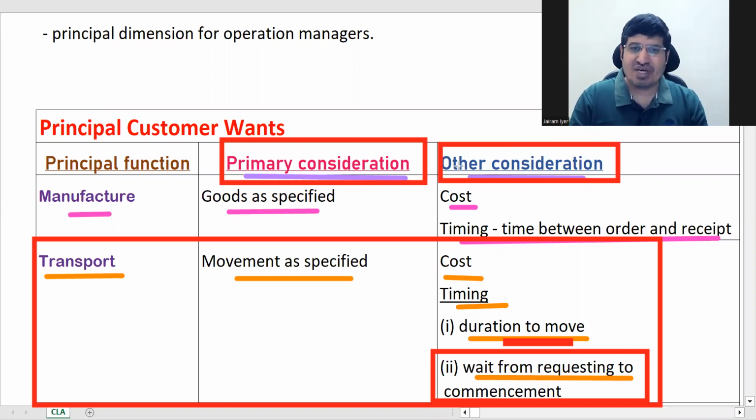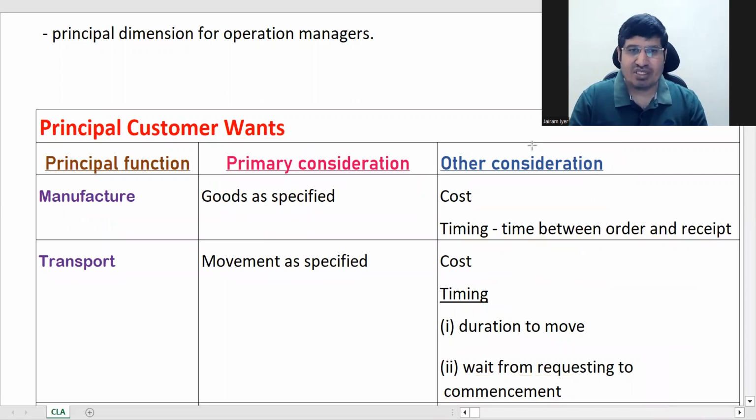In primary, it is specification. Here, it is cost and timing. This is very important: what the principal customer wants.